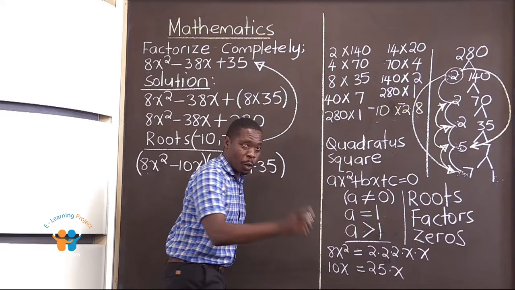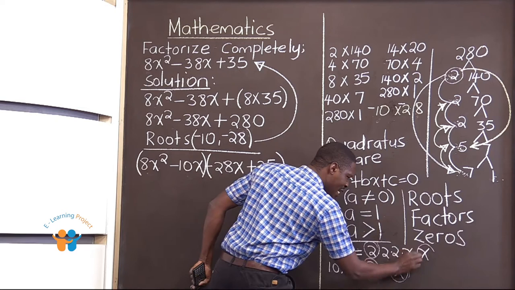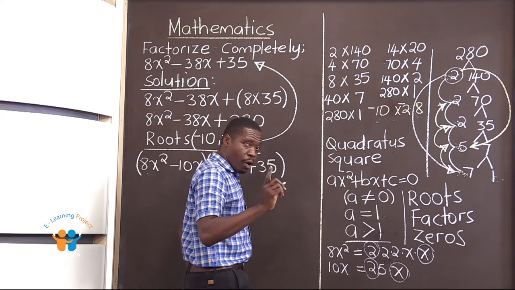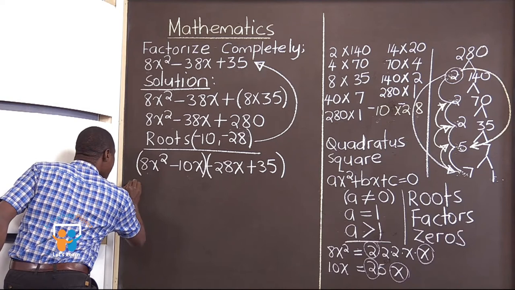First of all, there is a 2 there and a 2 there. You circle them. Then secondly, there is an x there and an x there, which means a 2 and an x are common. We multiply them to get one common factor. That is a 2 times x to give us a 2x, implying that the 2x is going to come outside the bracket, so that we have 2x outside.